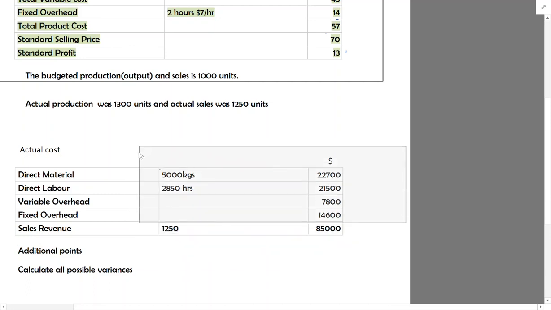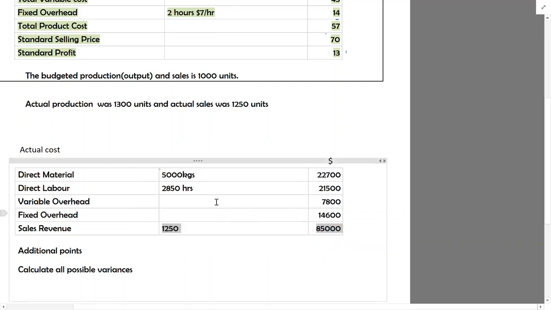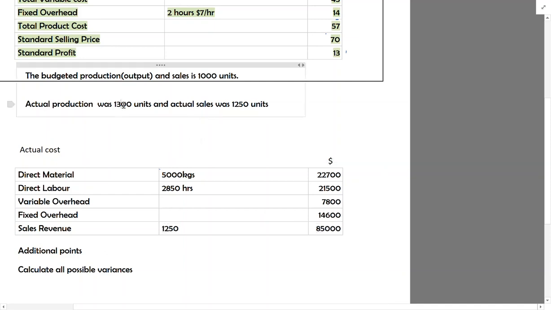So when we consider these terms, we consider 1,300 units. But when we are looking at sales variance, we are looking at 1,250. Okay? Does it make sense? Cost of production, should it be 1,250 units cost? No. Cost of production is 1,300. We should look at the cost of 1,300 units, but we should look at sales revenue based on 1,250.